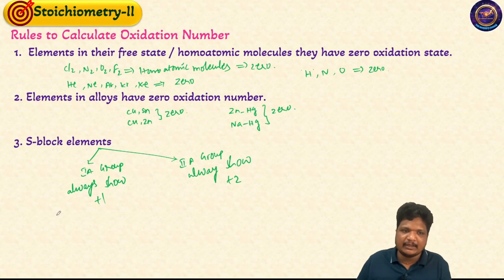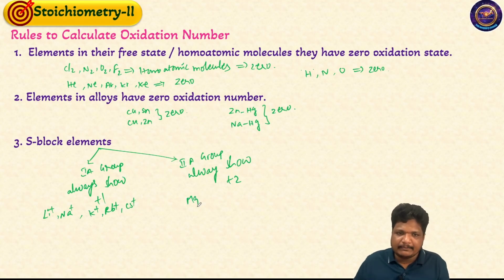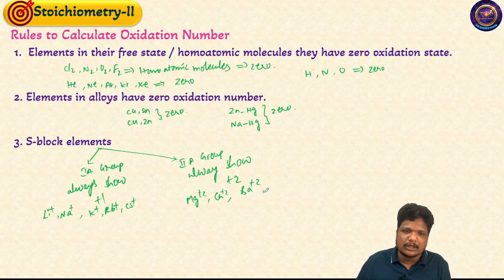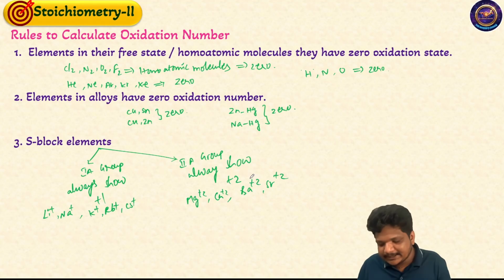If you observe first A group elements, lithium plus, sodium plus, potassium plus, rubidium plus, cesium plus, these are all in plus one oxidation state, whereas second A group elements, magnesium plus 2, calcium plus 2, barium plus 2, strontium plus 2, etc. In this way all second A group elements show only plus 2 oxidation state, and you can assign the oxidation state for s-block elements.